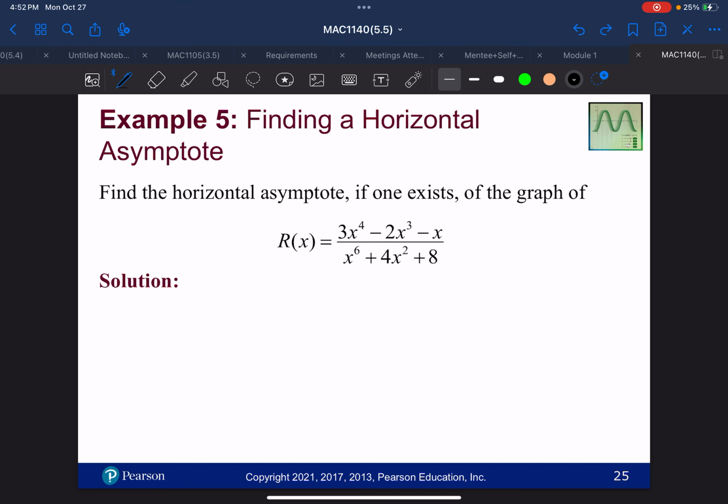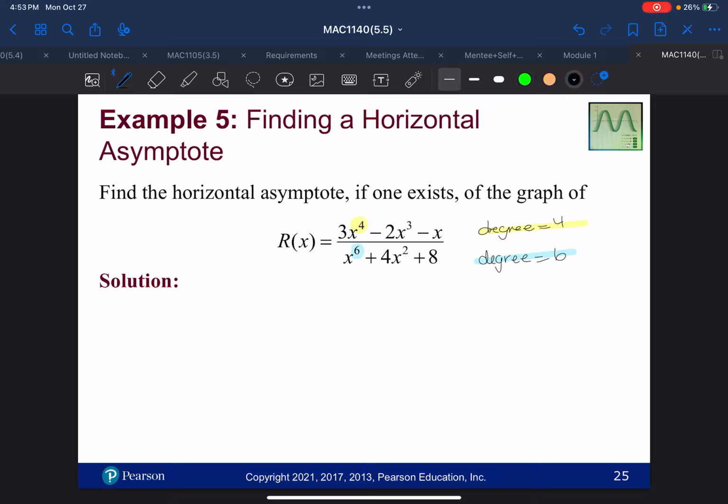All right, so let's do an example. This one says to find the horizontal asymptote, if one exists, of this graph: 3x to the 4th power minus 2x cubed minus x, all over x to the 6th plus 4x squared plus 8. So we are just trying to find the horizontal asymptote here. We are going to look at the degrees of the top and the bottom. On the numerator, we have the highest exponent of 4, so the degree is equal to 4 on top. And on the bottom, we have 6, so the degree is equal to 6 on the bottom.